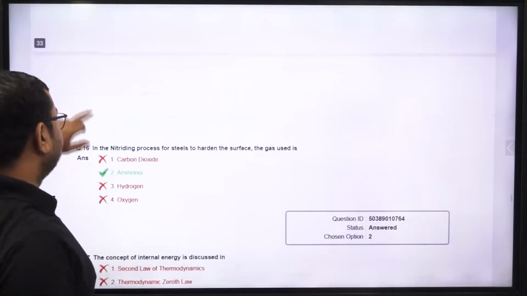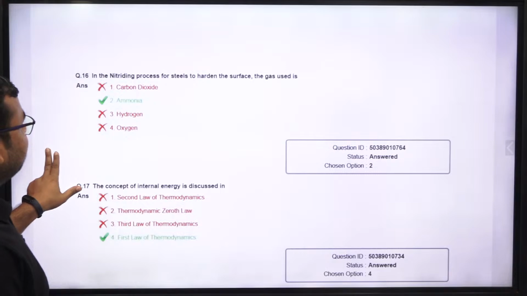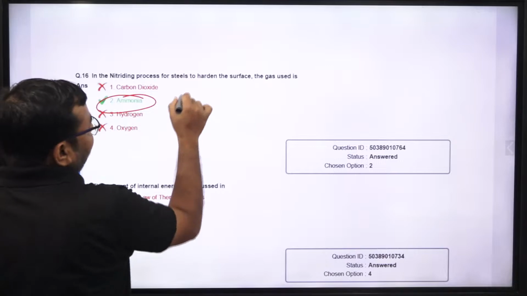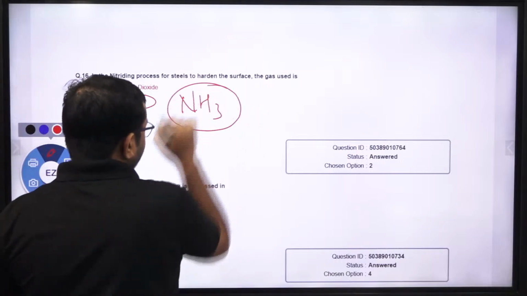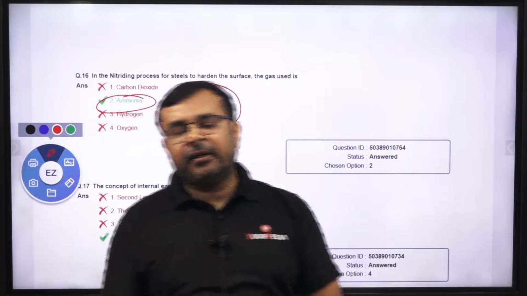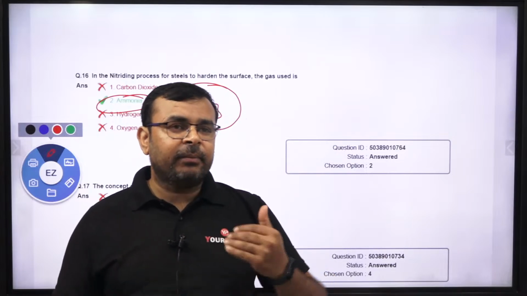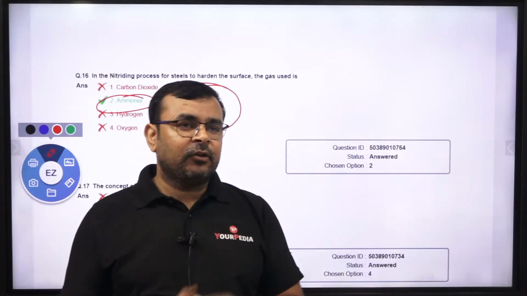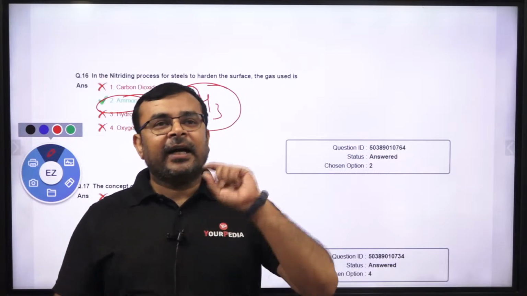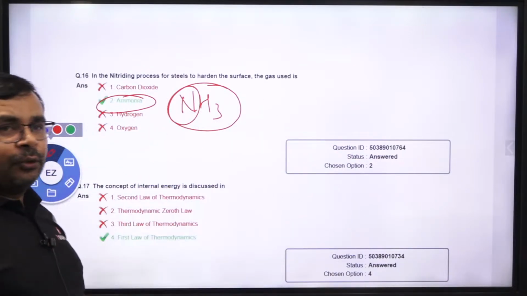Correct? Okay, so let's see another question. In the nitriding process for steel to harden the surface. So obviously in the nitriding process we use ammonia gas, and this nitrogen reacts with material, because some elements we have like vanadium and some more elements can react with nitrogen. Nitrogen produces nitrides, and the nitride formation of these elements is very high as compared to carbide. That's why those alloys are hardened by using the nitriding process, not the carburizing process. And in the nitriding process we use ammonia gas.